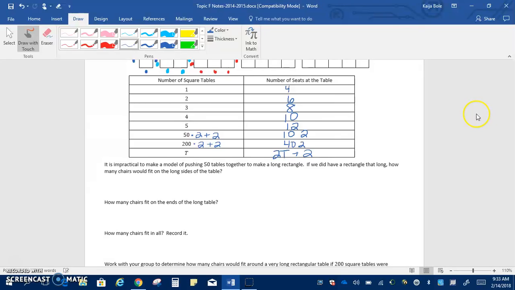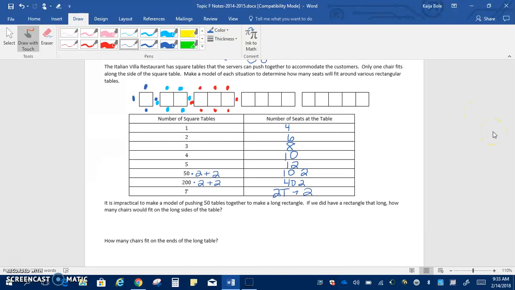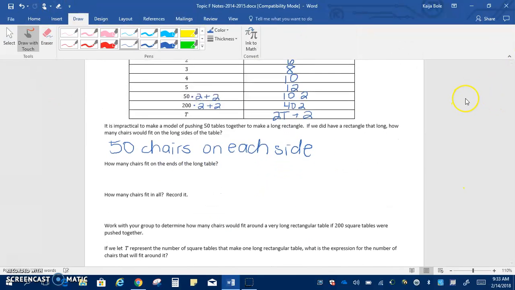Right? So it says here, it's impractical to make a model of 50 tables together. So if we had a rectangle that long, how many chairs would fit on the long sides? We already did that. It would be 50 chairs on each side. And then it says how many chairs fit on the ends of the table. And that is always 2 chairs, no matter how many we put together. And then if we recorded it in the table, it was 102 fit in all.